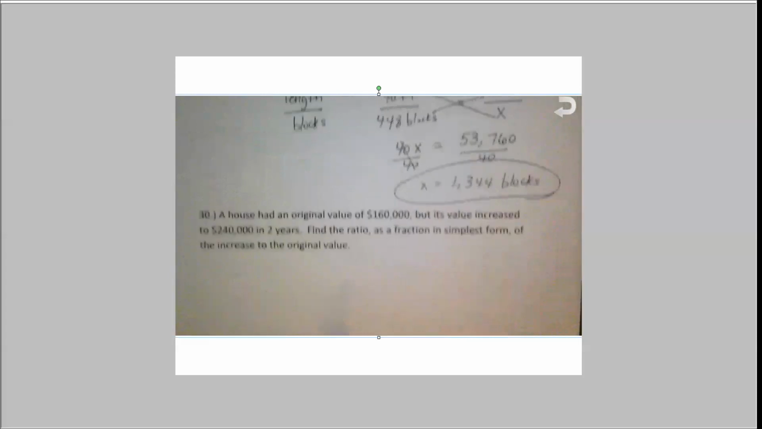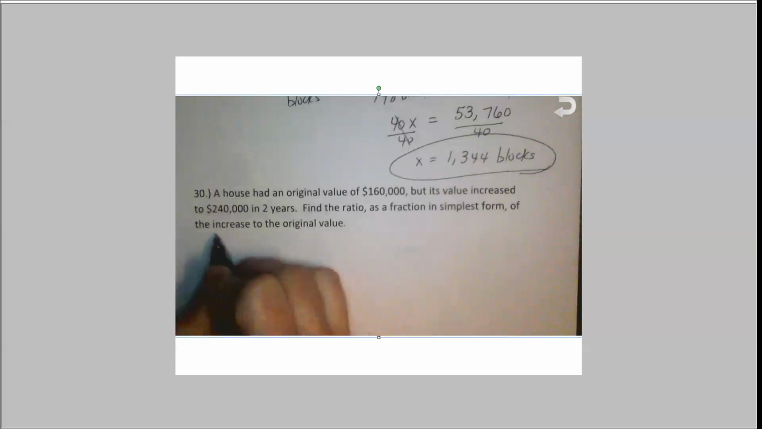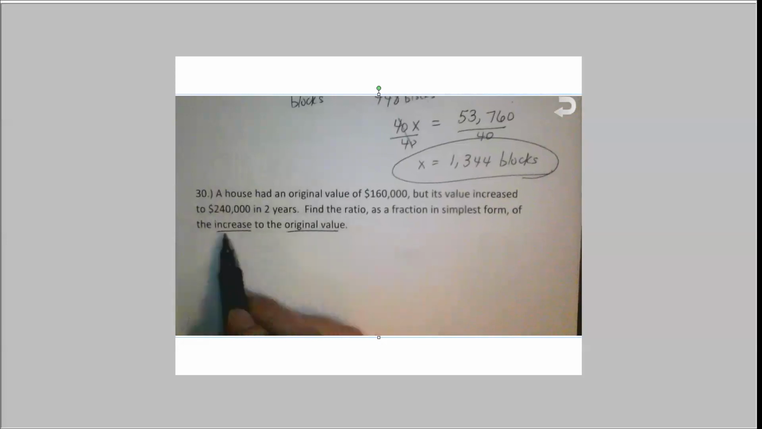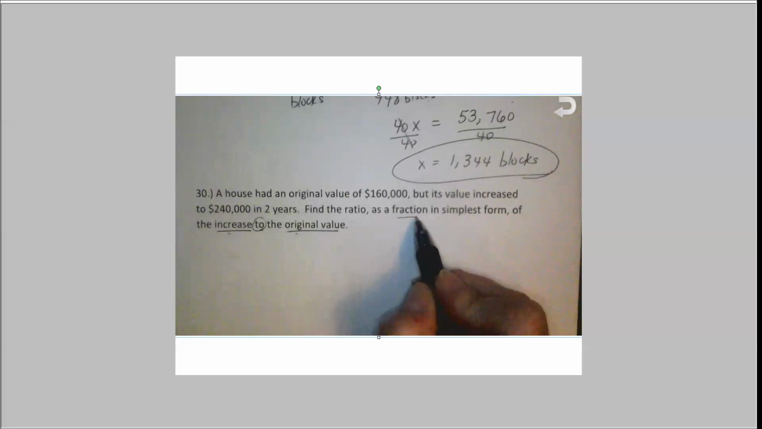Okay, one more. A house had an original value of $160,000, but its value increased to $240,000 in 2 years. Find the ratio as a fraction in simplest form of the increase to the original value. So this is how I'm going to set up that ratio. How much did the house increase to the original value? Remember, 2, that's how we say a ratio. We're putting it as a fraction in simplest form. So that's how I'm going to give my answer.